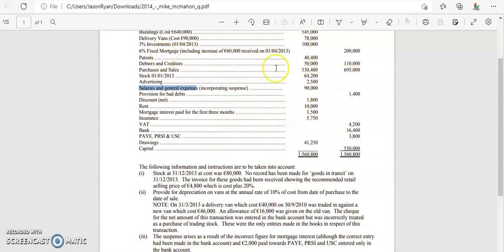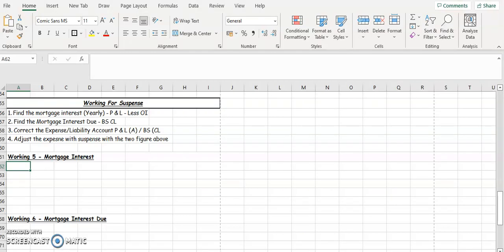So for our mortgage, we have 200,000 for the full year. We bought an extra one throughout the year, which was 60,000. So we've got 140,000 for the full year.